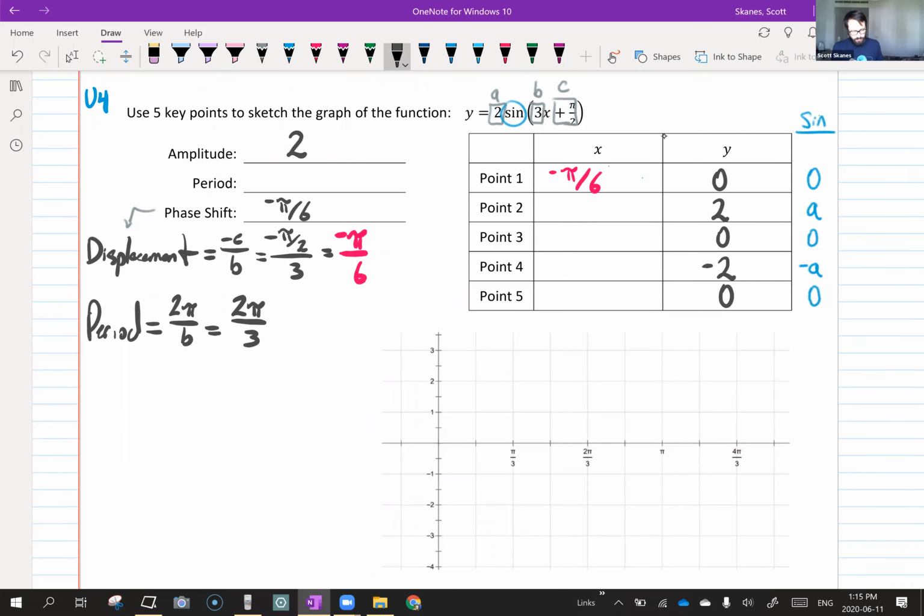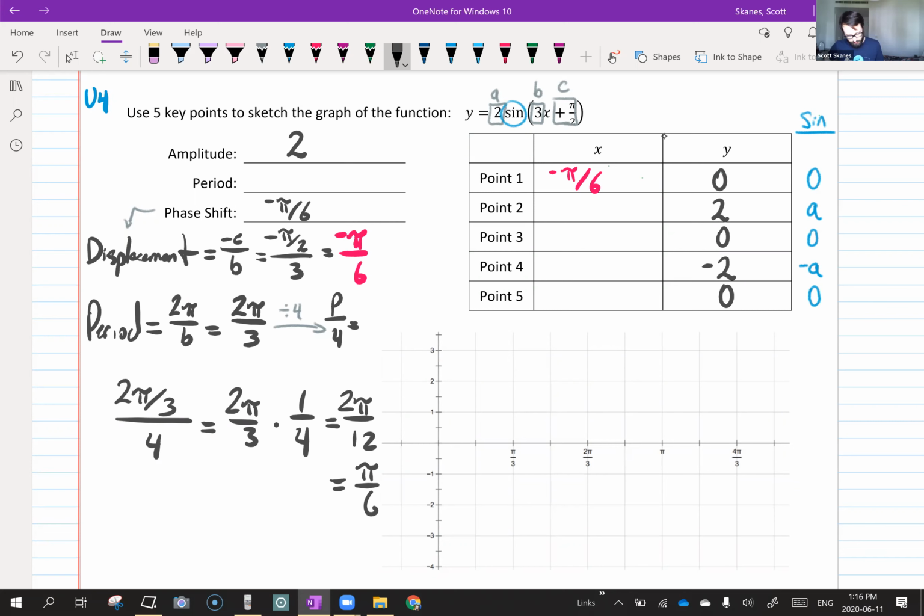That's our period. The reason we need period is we need to know what we add each time, the distance between each point. So we just take our period answer and divide it by 4. That's our period divided by 4. That gives what? What's 2 pi over 3 divided by 4? It's the same thing as 2 pi over 3 multiplied by 1 over 4. That's 2 pi over 12, or pi over 6.